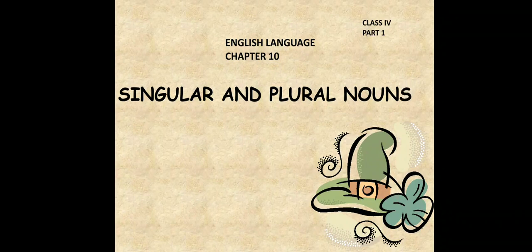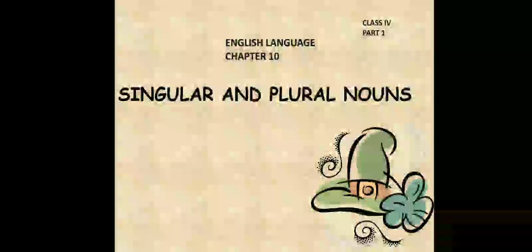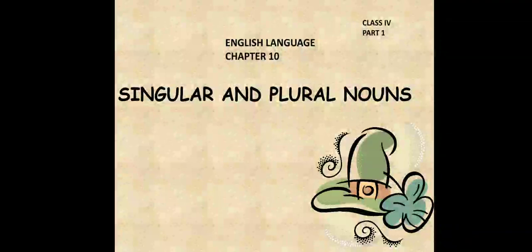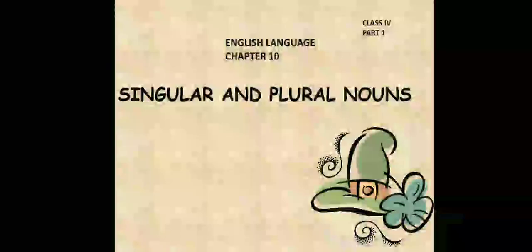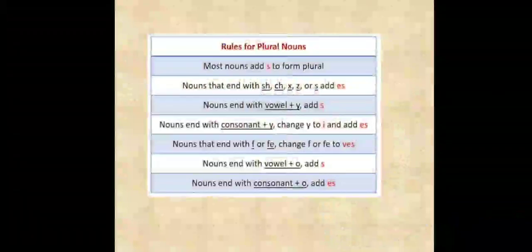We will be starting with our new lesson, that is chapter number 10, singular and plural nouns. So we all have seen what are singular nouns and what are plural nouns. We have been learning this from our LKG days, that is as one and many. Singular is one and plural is many. So today we will be learning some rules which we have to follow in changing the nouns from singular to plural. So let's begin with the rules.